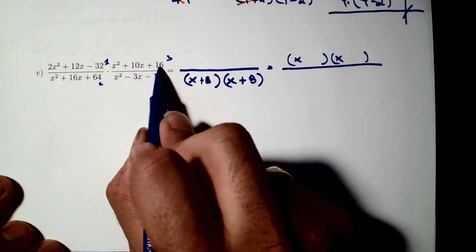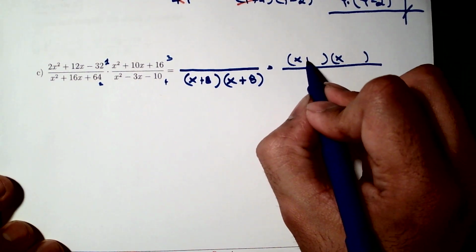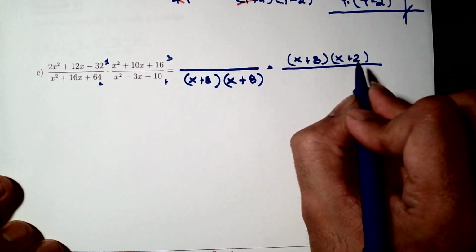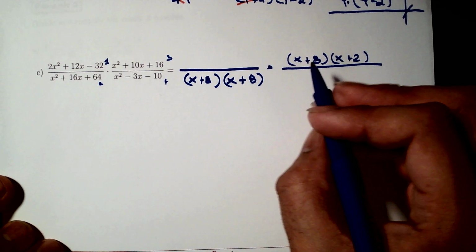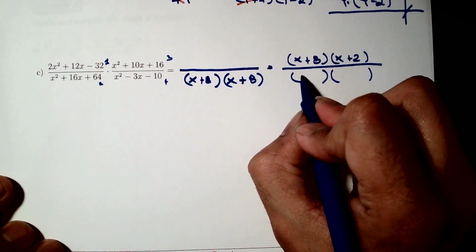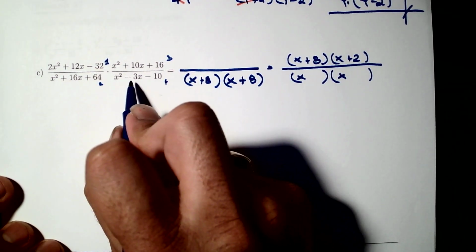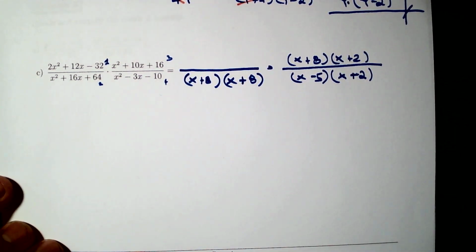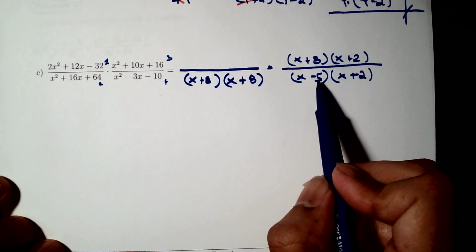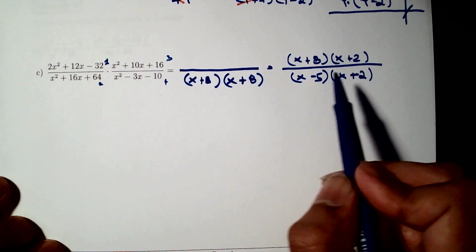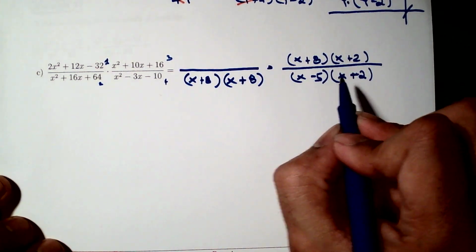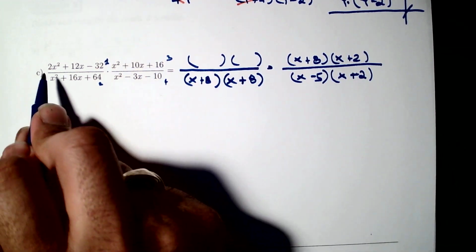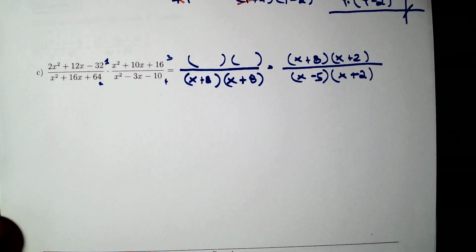And factors of 16 that add up to 10, I can think of x plus 8 and x plus 2, because 8 plus 2 equals 10 and 8 times 2 equals 16. And for the last one, factors of negative 10 that add up to negative 3, I'm thinking of negative 5 and 2, because negative 5 times 2 equals negative 10 and negative 5 plus 2 equals negative 3. So let me double bubble this one in a minute. I'm going to work on this separately.